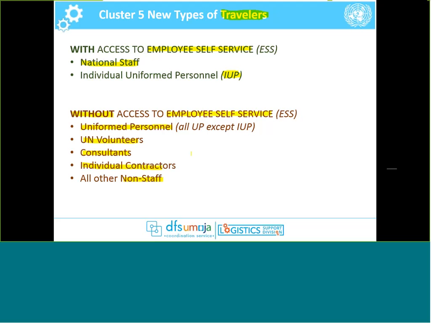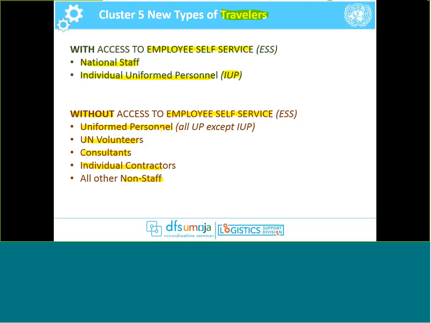All right. So let's move ahead and talk a little bit more in detail about the individual uniform personnel. Before we move on, you can see here that IUPs have access to the portal, so they are appearing here in green. And then we have the uniform personnel that cannot access the portal.